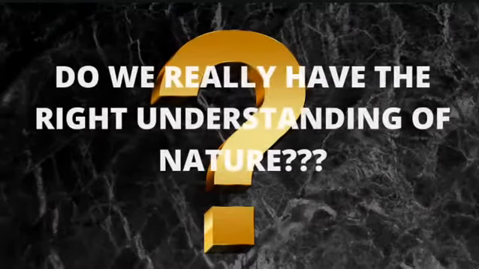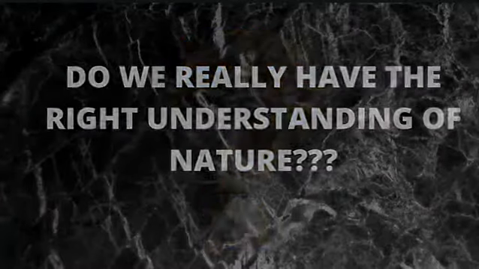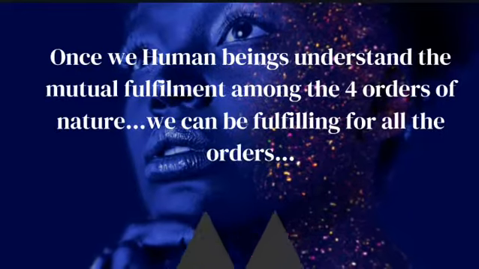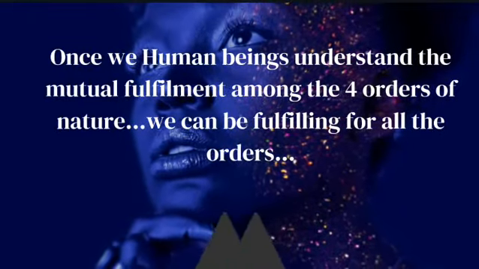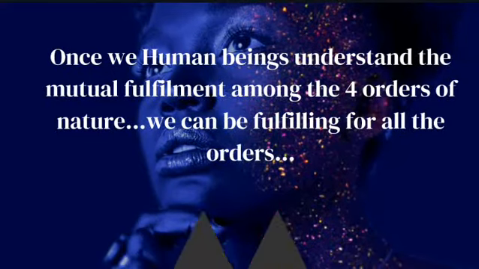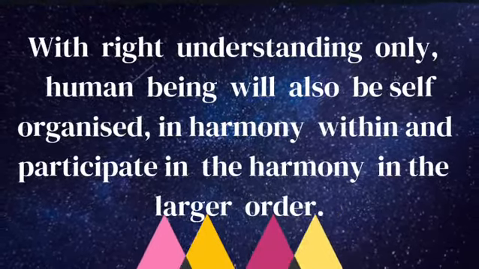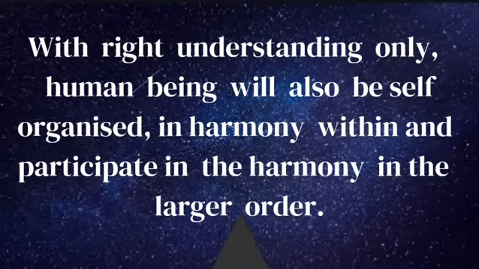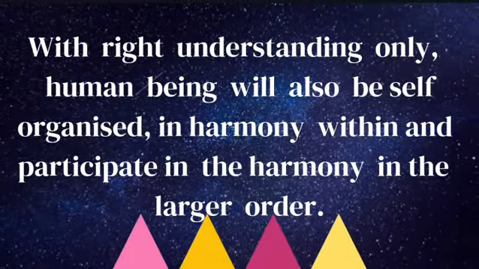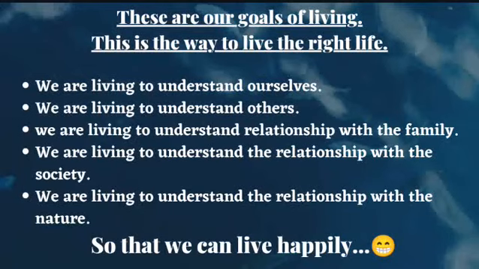So, do we really have the right understanding of nature? Once we human beings understand the mutual fulfillment among the four orders of nature, we can be fulfilling for all the other orders. With right understanding only, human beings will also be self-organized, in harmony within, and participate in harmony in the larger order. These are our goals of living. This is the way to live the right life.